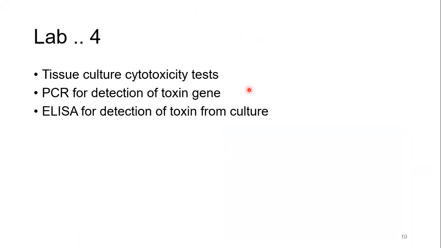If you're not clear, please let me know. So PCR can also be used for detection of the toxin genes. And ELISA tests can also be used for detection of toxins, using antibodies for detection of toxins.